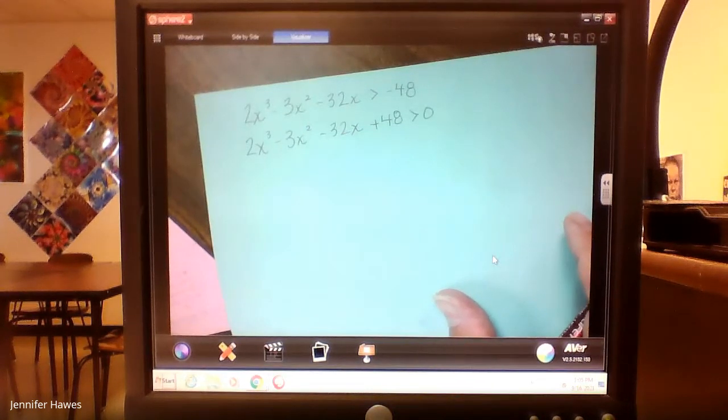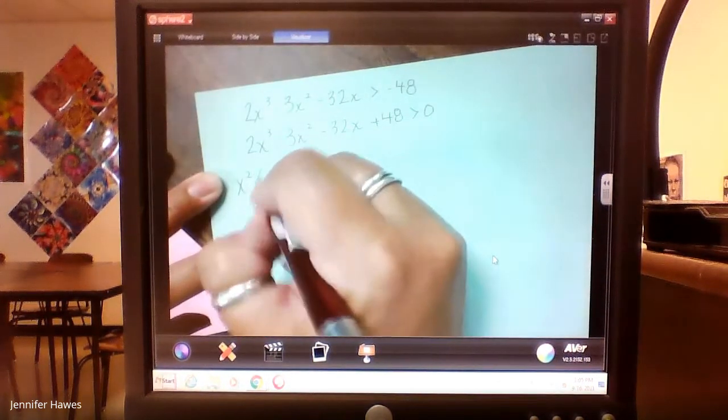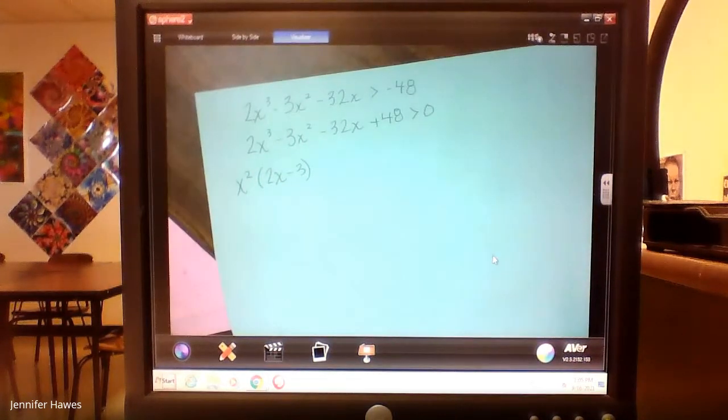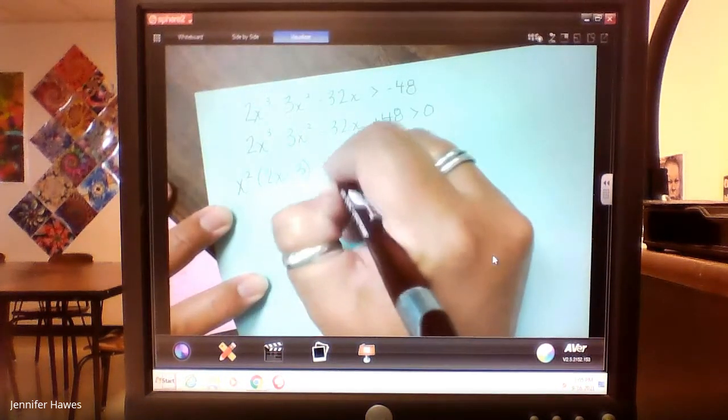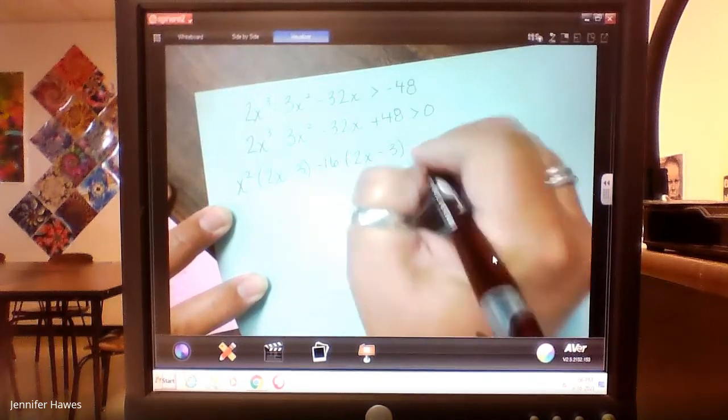What do the first two have in common? X squared. Okay, x squared. So you're left with 2x minus 3, right? Okay, what do the next two have in common? Yeah, -16. Okay, so if you take out a -16. Yeah, math is hard.